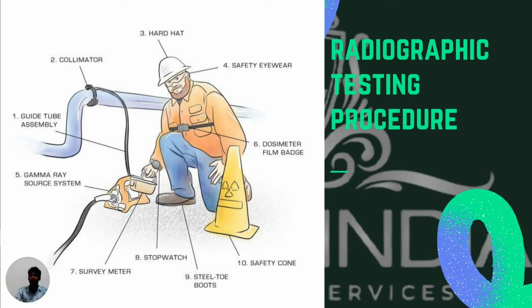The equipment for radiographic testing includes a guide tube assembly, a collimator head, safety eyewear, a destructive film extractor, a safety cone, steel-toe boots, stopwatches and several other items. This is the guide tube assembly. If there is any leakage in the guide tube assembly, it will spoil the whole material and the industry also.